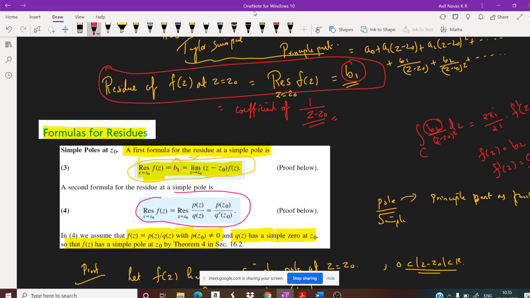So this formula is very important. And when can we use this formula? If f of z is of the form p of z divided by q of z, where p of z naught is not equal to 0, and q of z has a simple 0 at z naught. Simple 0 means a 0 of order 1. That is, q of z naught must be equal to 0, but q dash of z naught is not equal to 0.